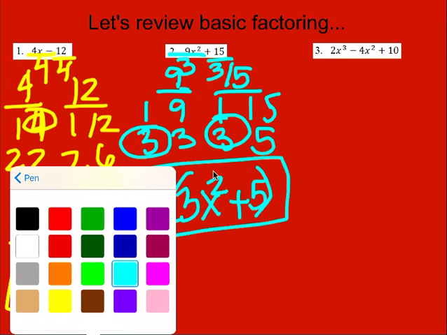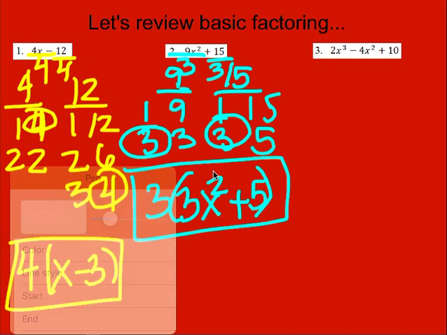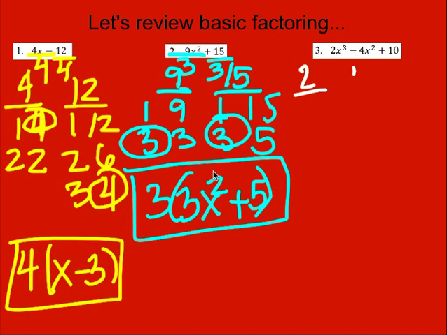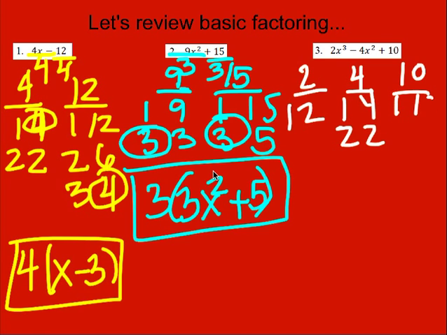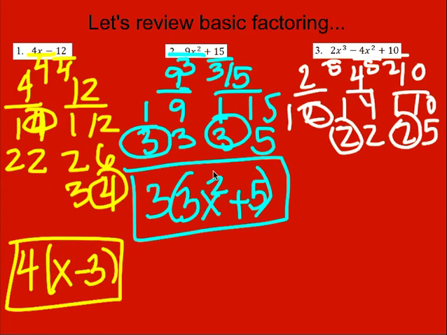Now, let's take a look at number 3 here. We want to figure out what divides 2, 4, and 10. For 2, it's just 1 and 2. For 4, it's 1 and 4, and 2 and 2. For 10, it's 1 and 10, and 2 and 5. So the largest number in each of the lists is 2. So I'm going to be dividing each of these by 2, or apparently 5 as I wrote.